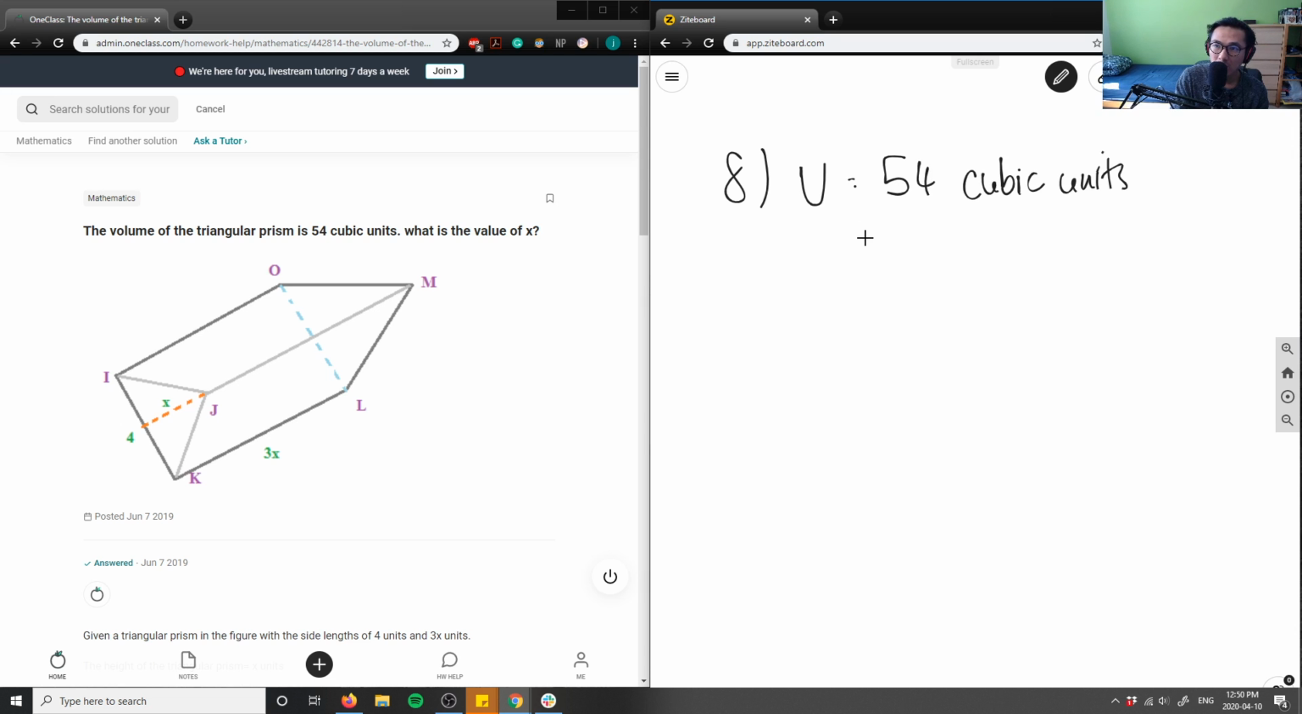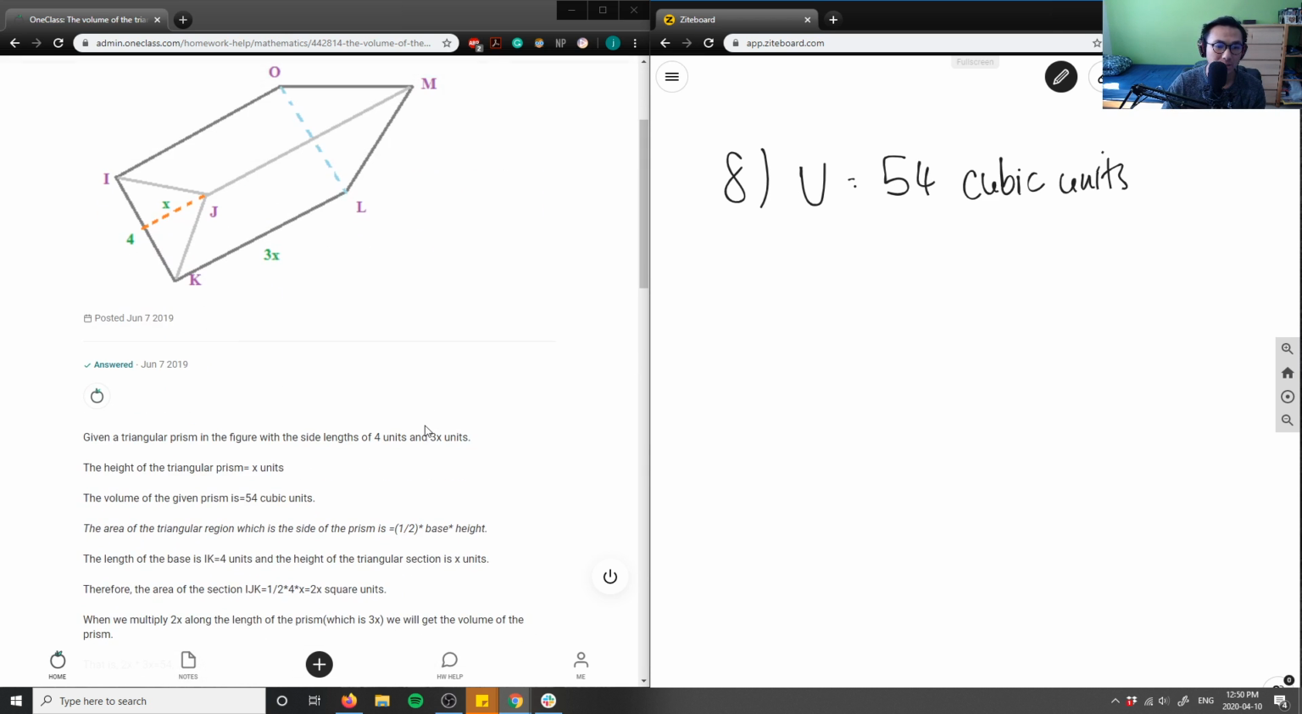So it's asking what is the value of x here, and we're given some dimensions here, right? We're given 3 x's from K to L here, and then I have a dimension of 4 from I to K, and it's asking here, what is this x value here? So this is perfectly fine. Again, this is a triangular prism. So my base is a triangle, and it's a 3-dimensional shape moving towards a height, right? There's a volume, right? So it's a 3-dimensional shape with its base as a triangle.